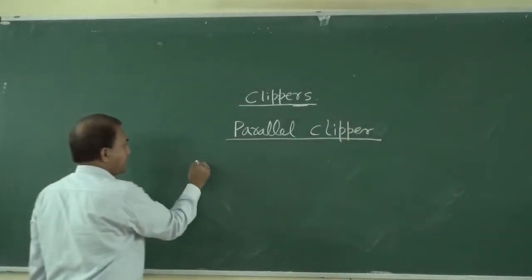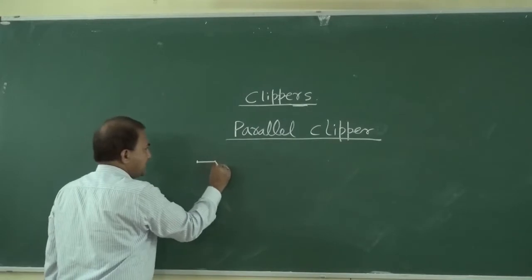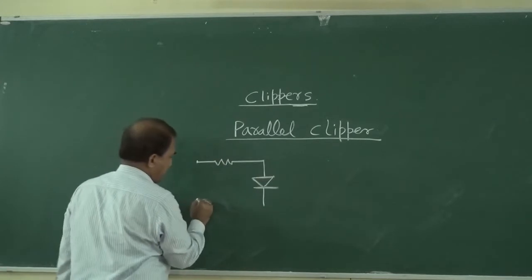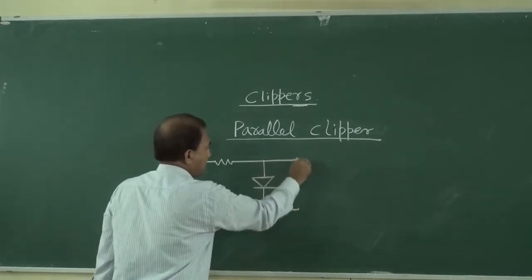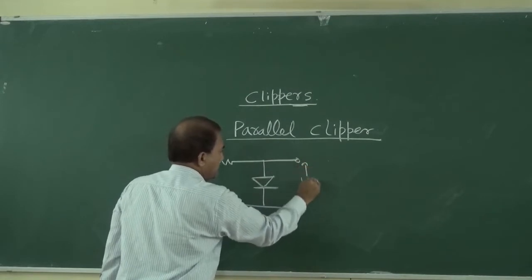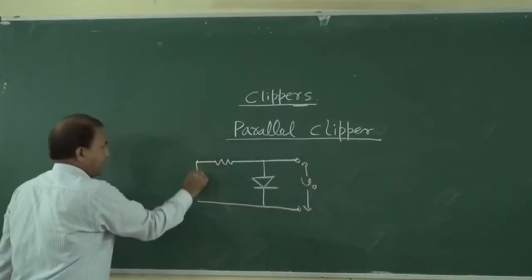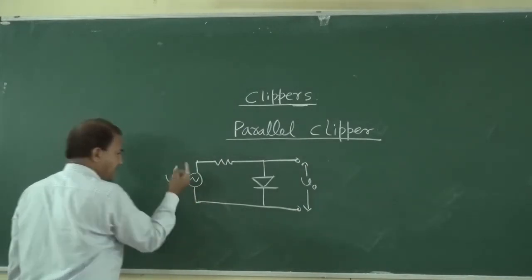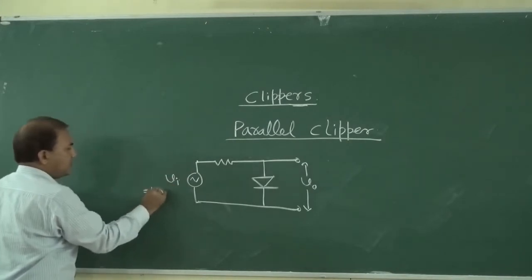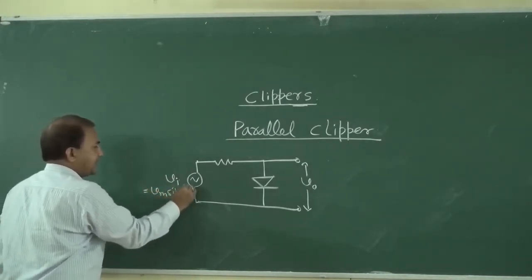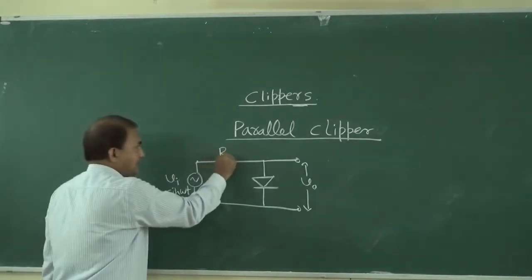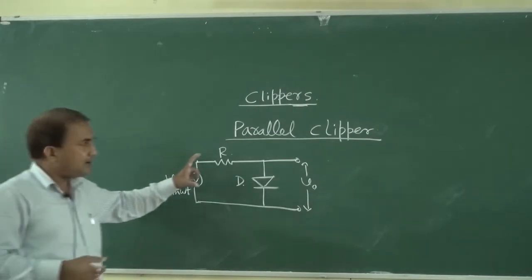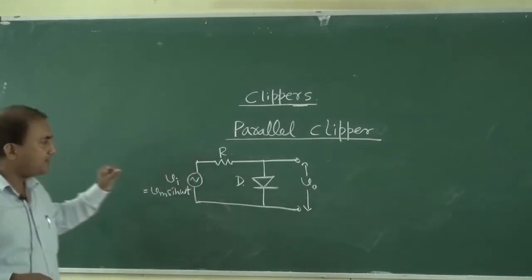Then we will study parallel clippers. See, first is like this. This is V out and this is V in, Vi. So Vi is equal to Vm sin omega t, and this is R and this is diode D. So this is one type of parallel clipper.